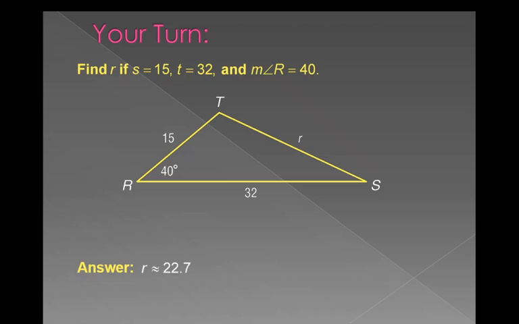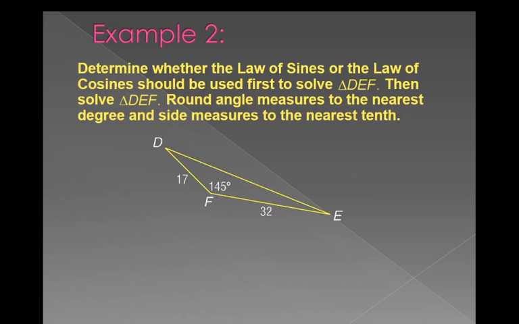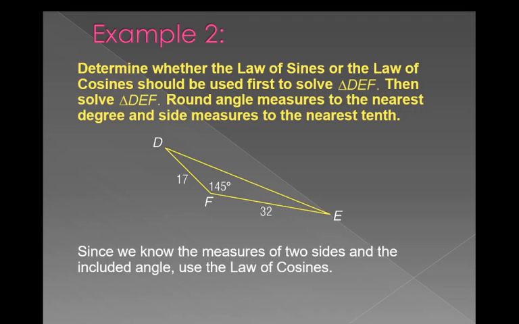Now, this problem here, okay? Again, make sure that you're doing the law of sines or law of cosines, okay? So they're asking us to solve this triangle, which means we have to find all the missing angles, all the missing sides. Okay, the last two, we just asked you to find one missing side. So again, this is side angle side. So since we know the measure of two sides and the included angle, we're going to use the law of cosines.